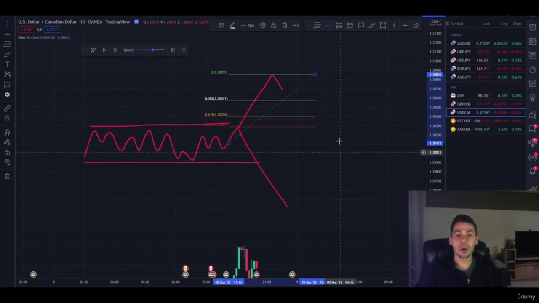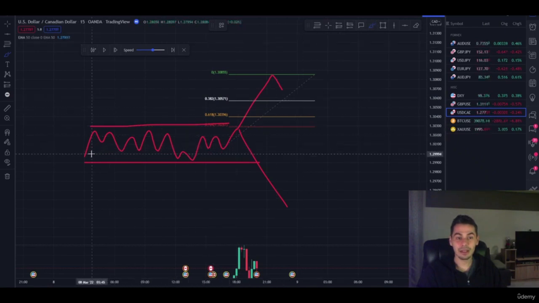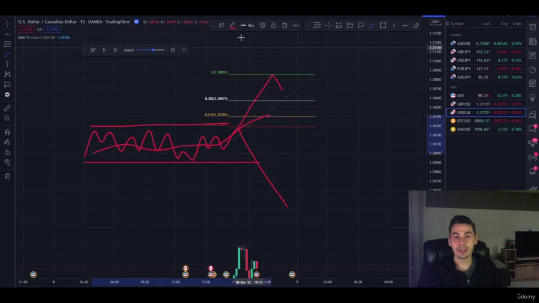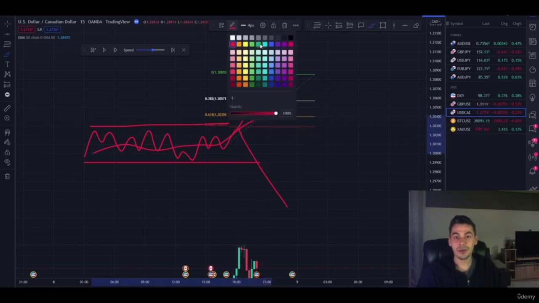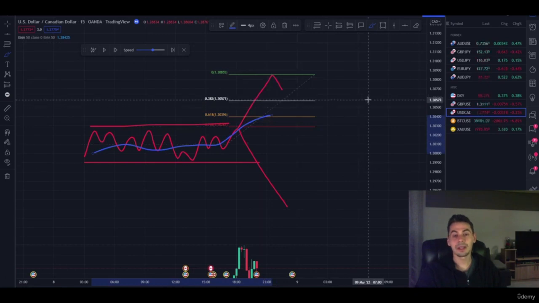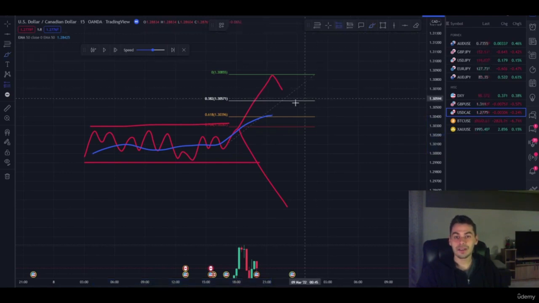As you previously recalled, we stated that we will be using the 50 EMA as an indicator. So the 50 EMA, let's say it will be looking something like this. What we have here drawn with blue is the 50 EMA. We want the 50 EMA only to serve as the trend direction indicator and to serve as an extra confluence to our trade.